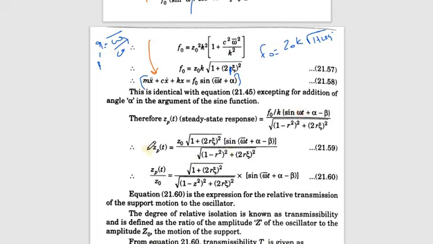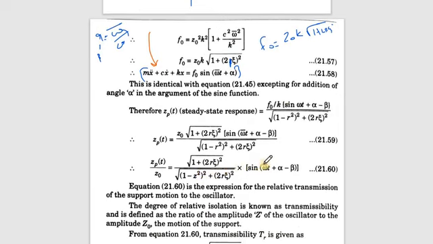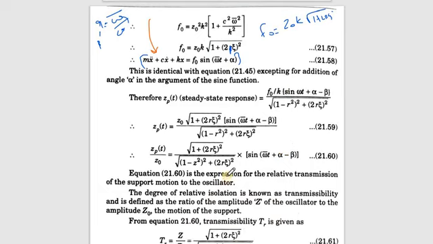So you can see Zp, that is the steady state response, is equal to Z0 into, in F0 we have found out like this, the same I am substituting here. So I will be getting an equation. Now I am taking Z0 to the left, Zp by Z0 is equal to root of (1 plus (2 r theta) square) divided by ((1 minus r square) whole square plus (2 r theta) square), into sine omega dash t plus alpha minus beta. This is the expression for the relative transmission of support motion.